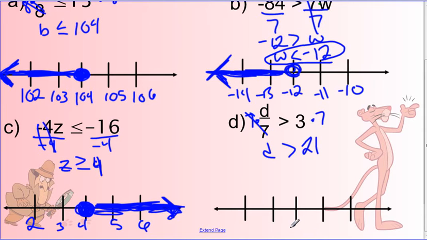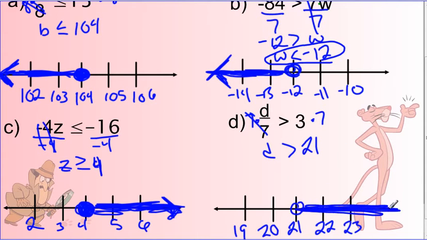Number line, 21, getting bigger, getting bigger, getting smaller, getting smaller. We need a hollow dot at 21 because there's no or equal to. So hollow dot, and we're going to shade to the right. And that's the problem.